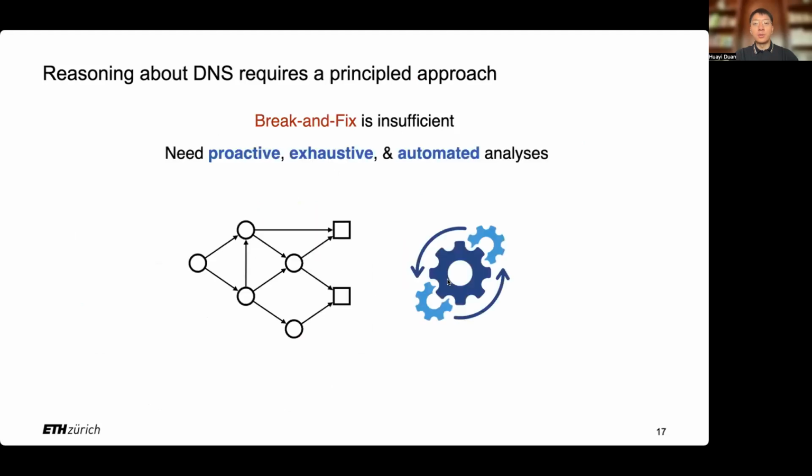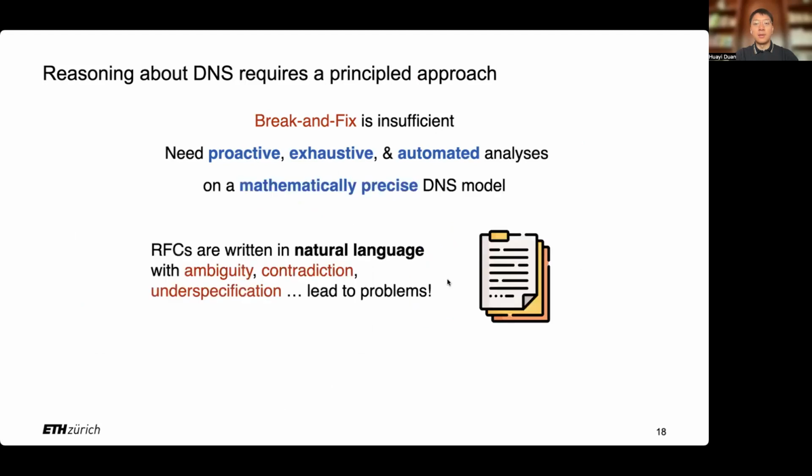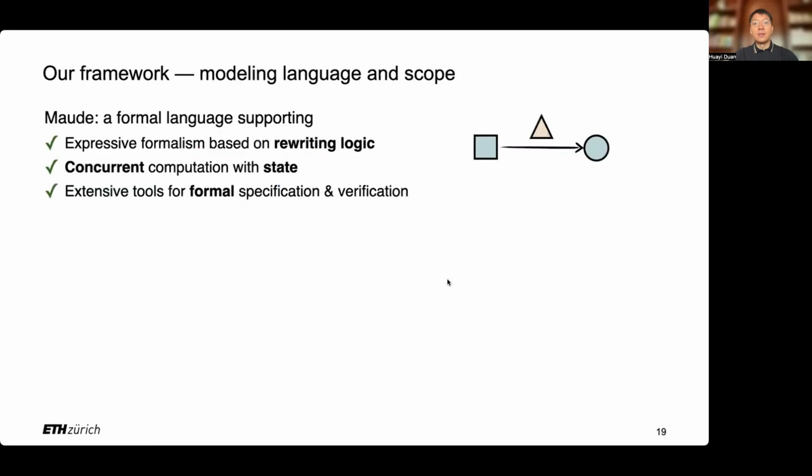What we need is a principled approach that can proactively and exhaustively identify problems, preferably in an automated way. And most importantly, this has to be done over a mathematically precise model, because DNS protocols are specified in human language, with a lot of ambiguities, contradicting statements, and under-specifications that can lead to incompatibilities or security issues. This motivates us to create a formal framework for DNS.